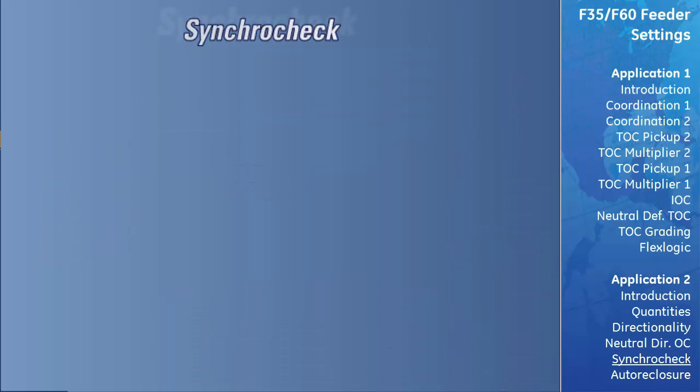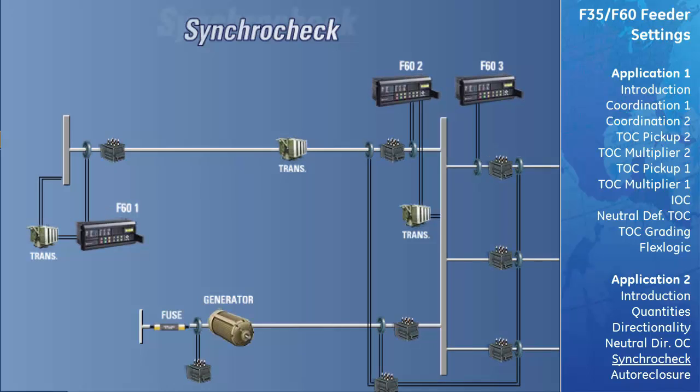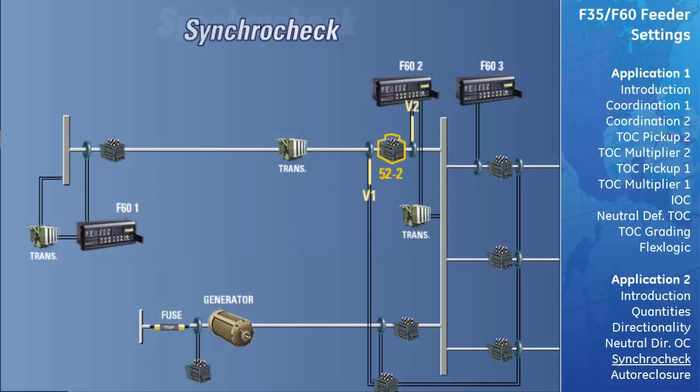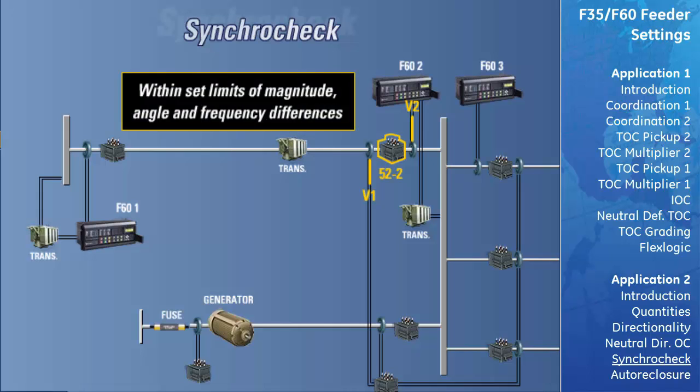The Synchrocheck function will be required by this application to ensure that the 52-2 breaker is closed only when the phase angle, frequency, and voltages on both sides of the breaker are within acceptable limits. Synchrocheck verifies that the voltages, V1 and V2, on the two sides of the supervised circuit breaker are within set limits of magnitude, angle, and frequency differences.